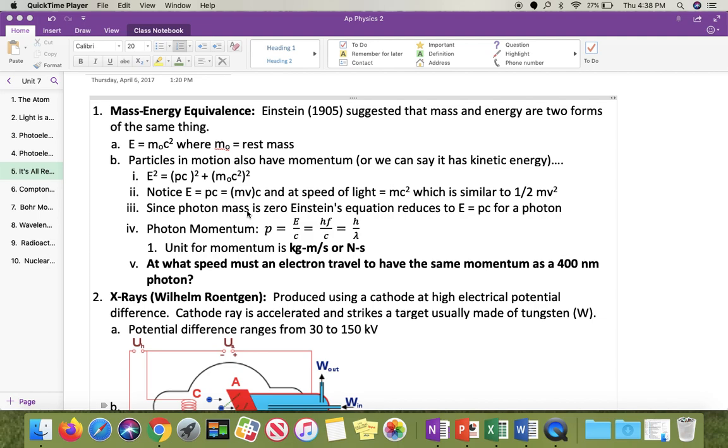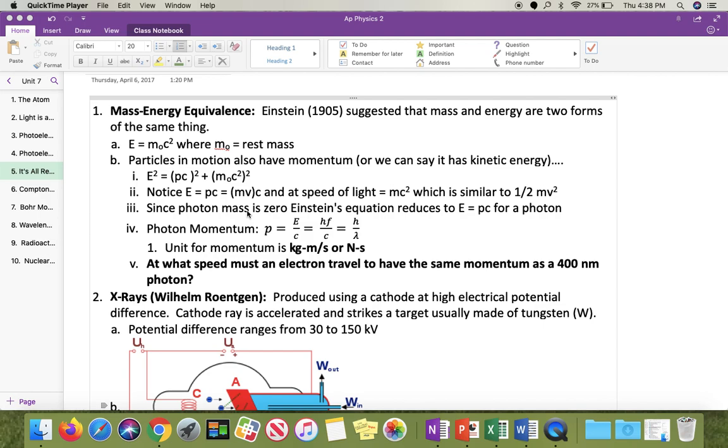All right, let's move to x-rays. So going back to Thomson, remember he used the cathode tube to fire the cathode rays, in which they thought they were another form of electromagnetic radiation, and he figured out that they were indeed electrons.